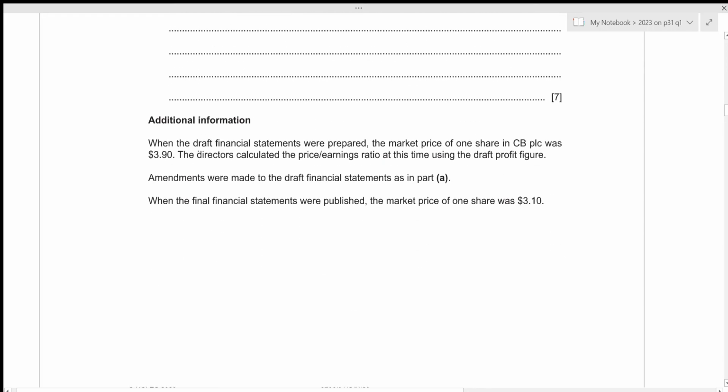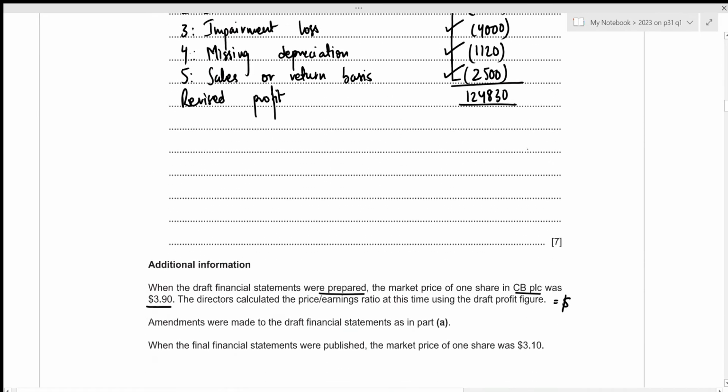Let's move towards the second one. We are given additional information. When the draft financial statements were prepared, the market price of one share in CB PLC was 3.90. The directors calculated the price earnings ratio at this time using the draft profit figure. And the draft profit figure was given to be 148,250. Then the amendments were made to the draft financial statements as in Part A, which means that now the new profit is 124,830. When the financial statements were published, it was published after making the amendments. So the profit figure shown would be 124,830 and the market price of one share was 3.10.